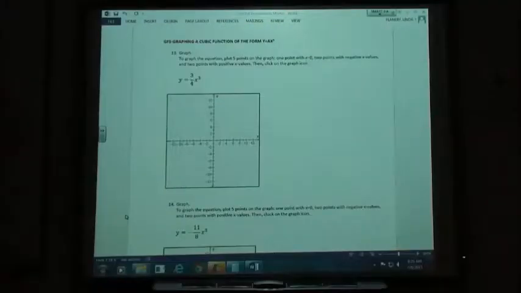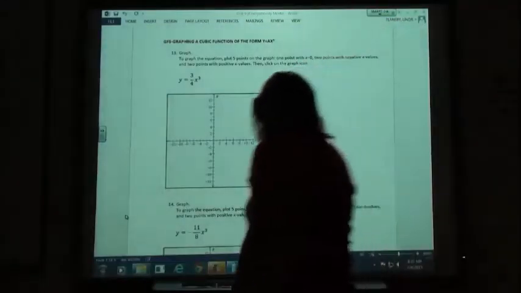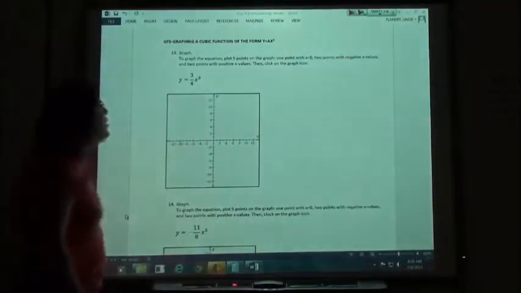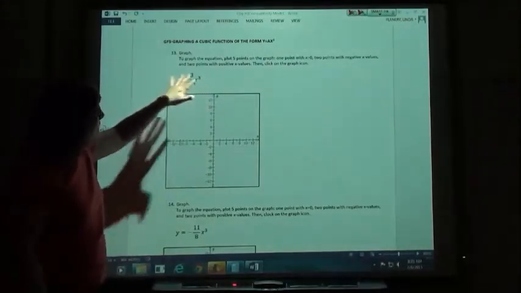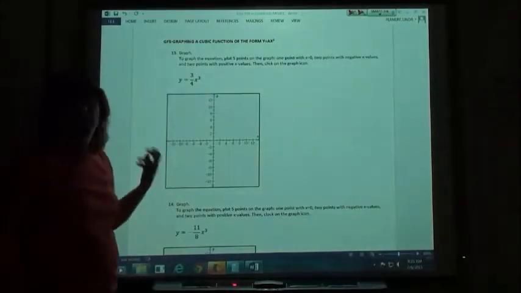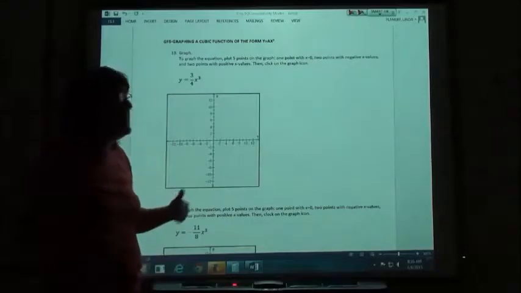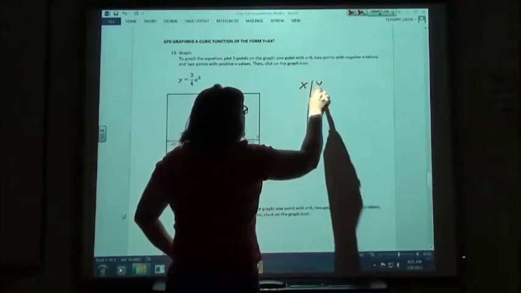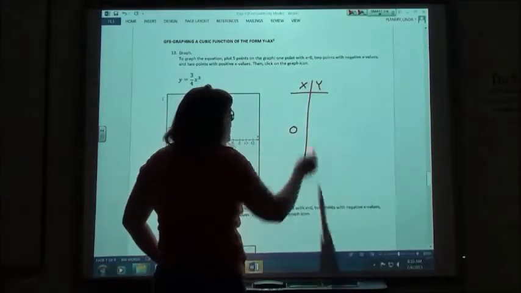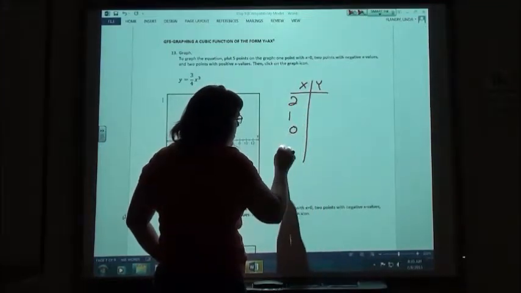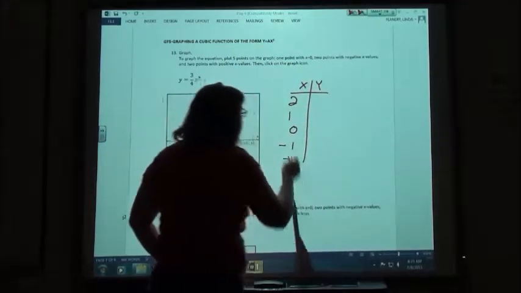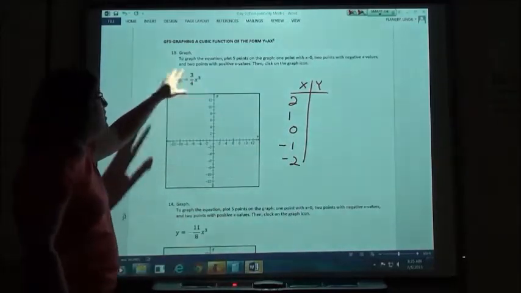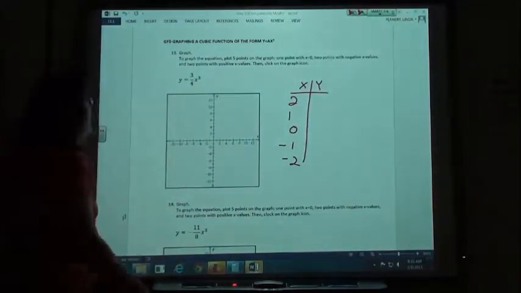All right, the next one's graphing a cubic function in the form of y equals ax cubed. There is no adding and subtracting on this graph, and so the center of your graph is going to be at 0, 0. So basically, they're just going to have you make a table with 0 being in the middle: 2, 1, 0, negative 1, and negative 2. And then you're just going to plug your numbers in and solve to find your y values.